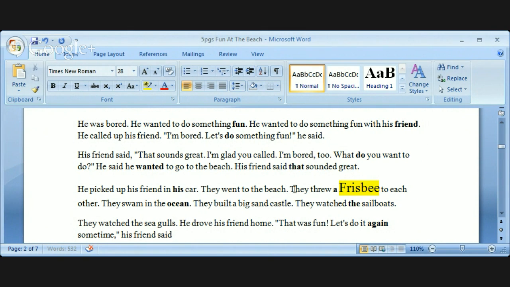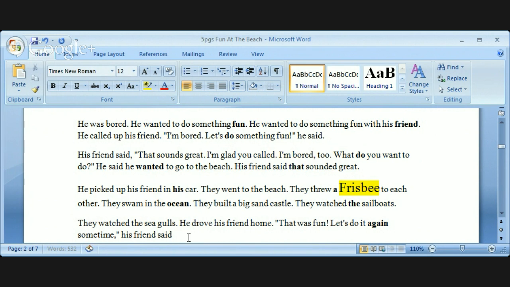His friend said that sounded great. He picked up his friend in his car. They went to the beach. They threw a frisbee to each other. They swam in the ocean. They built a big sand castle. They watched the sailboats. They watched the seagulls. He drove his friend home. That was fun. Let's do it again sometime, his friend said.